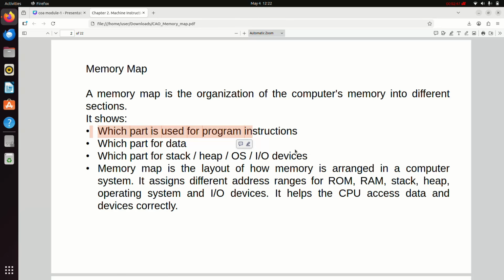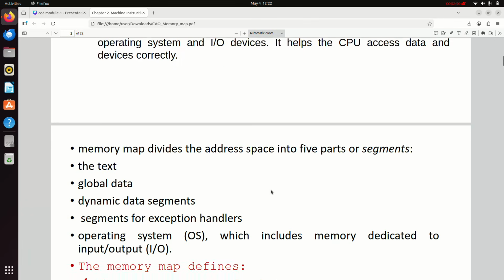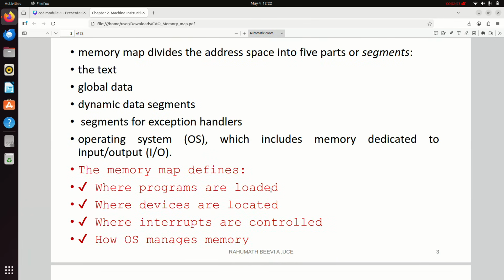Understood? So here you have to understand the main thing, that is, what the different segments are. There are mainly 5 segments into which the memory is divided: the text segment, the global data segment, the dynamic data segment, the stack segment, and the operating system, OS, and IO segment, which is the 5th segment. Now what does the text segment do? The text segment stores the program's instructions.